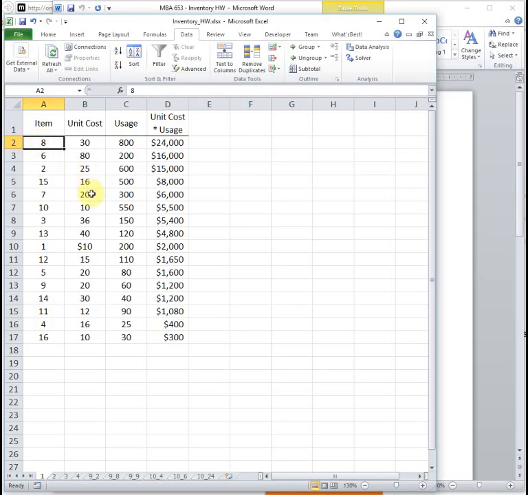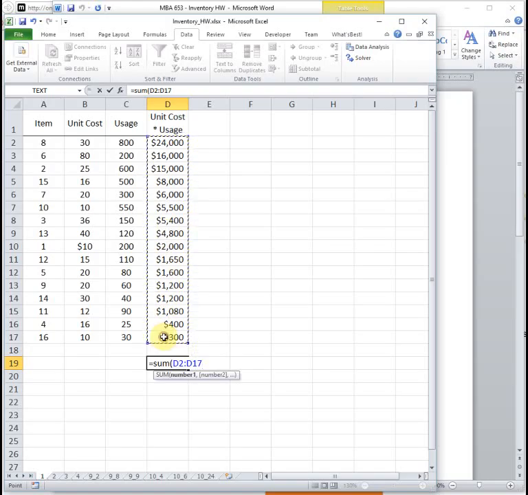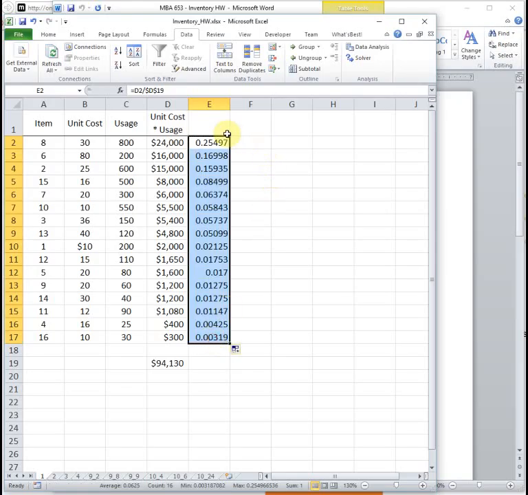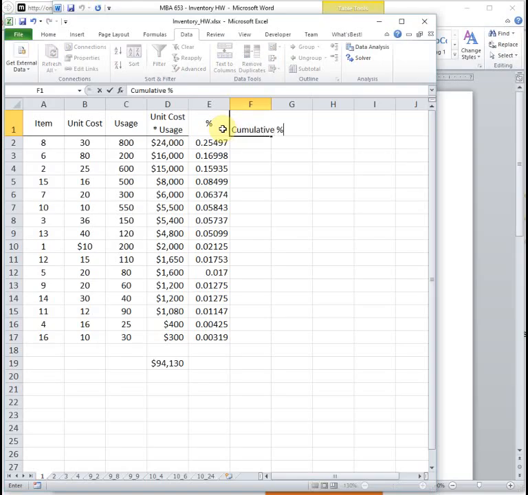And now I can look at item 8 is my most important, item 16 is my least important. How do I determine the breakdown? I'm going to sum my total unit cost value and determine what proportion each of these is, and then build a cumulative. So this is the percentage, and this is the cumulative percentage.